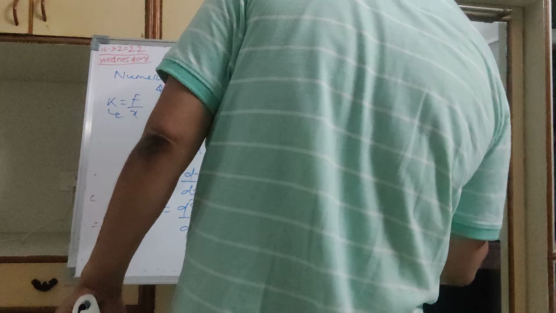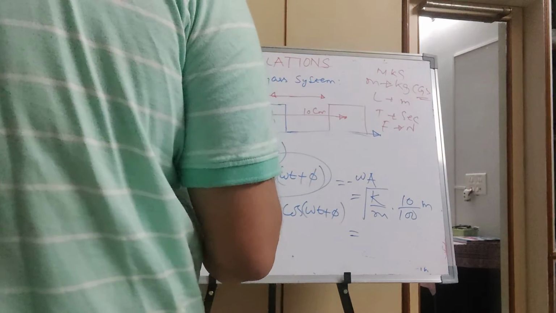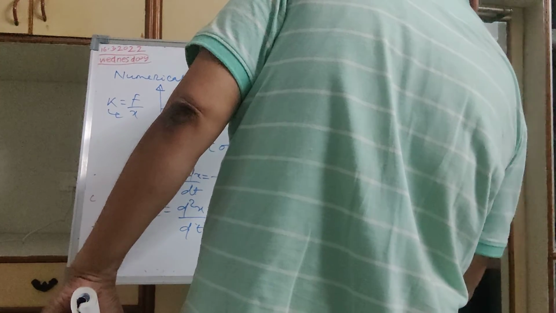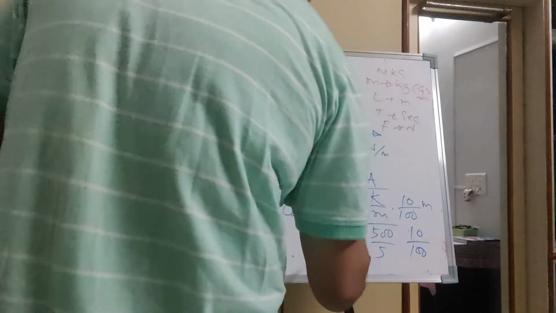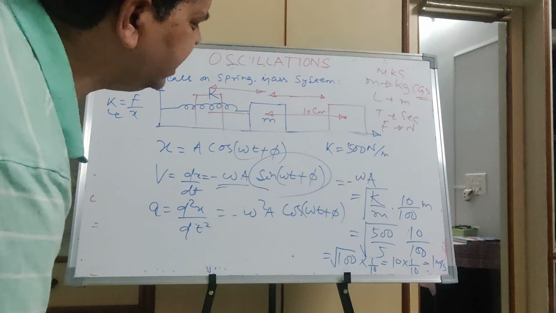Then A is 10 centimeter, which is nothing but 10 by 100 meter. The k value you already know is 500 newton per meter. So 500 divided by 5, square root, into the amplitude, which is 0.1 meter. So this becomes 10 into 1 by 10, which is 1 meter per second. That is your maximum velocity.